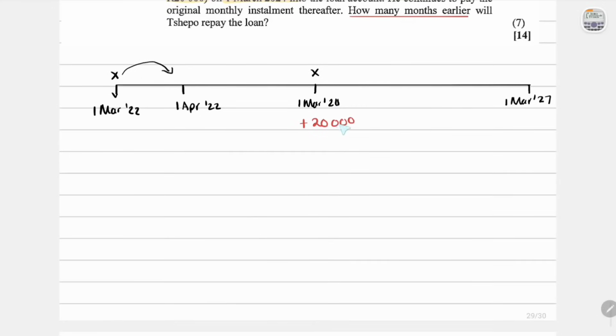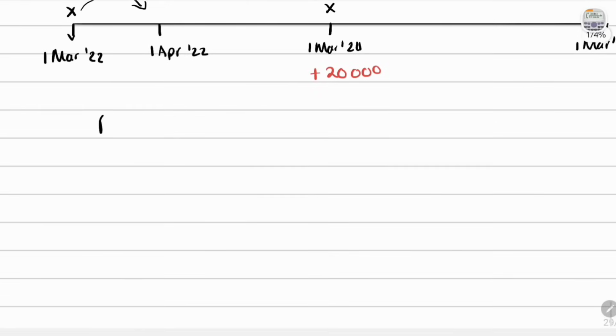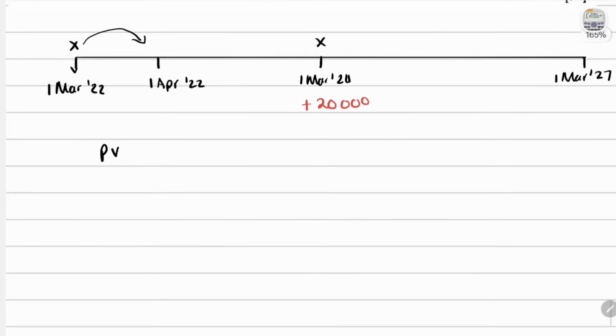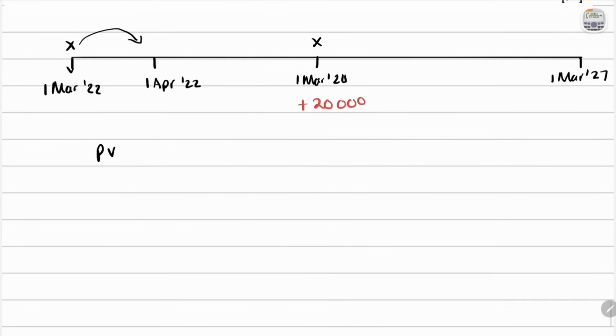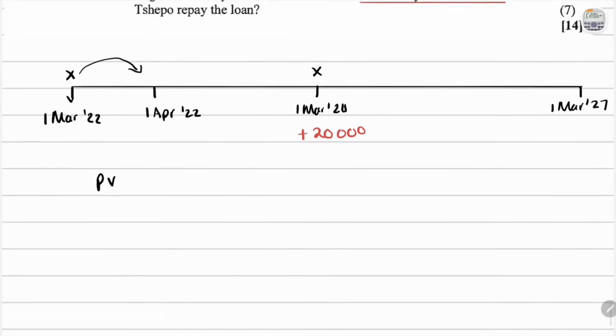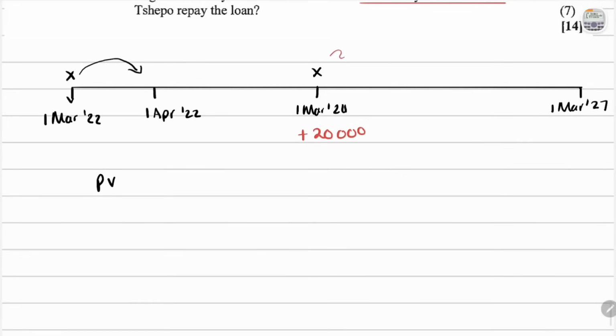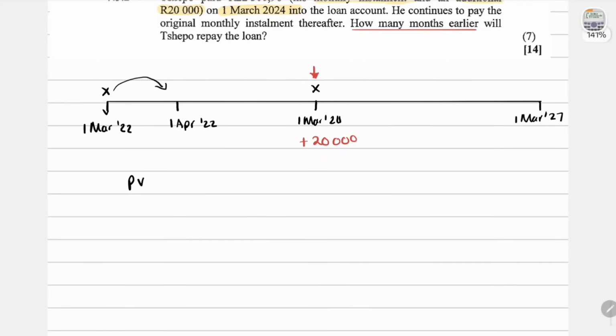Okay, well, we know he gave 20,000 extra, but we're going to have to find out how much he owed at this point, because he makes a payment and then he pays 20k extra. So how much did he owe at this point? Now you see the present value formula. What it helps you to do is to find out how much the person owes at different times. So it's going to be useful here. We can find out exactly how much Tsepo owes here and then remove 20,000 since he has paid this upfront. Okay, so let's get our formula down.